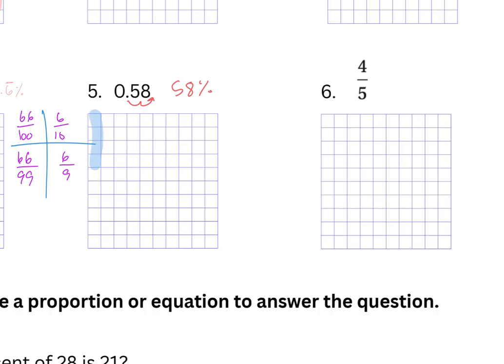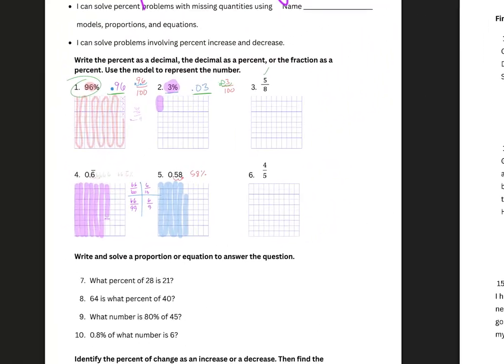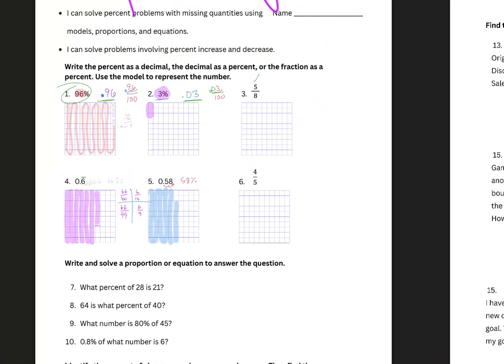58%. 10, 20, 30, 40, 50, 51, 52, 53, 54, 55, 56, 57, 58. There's 58%. Now, what about these?